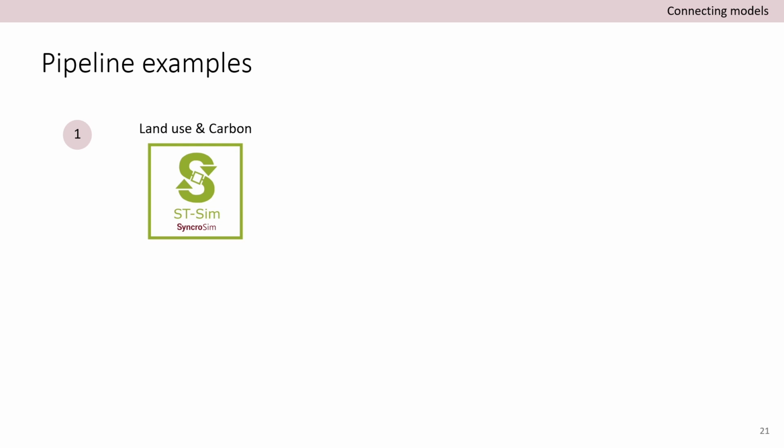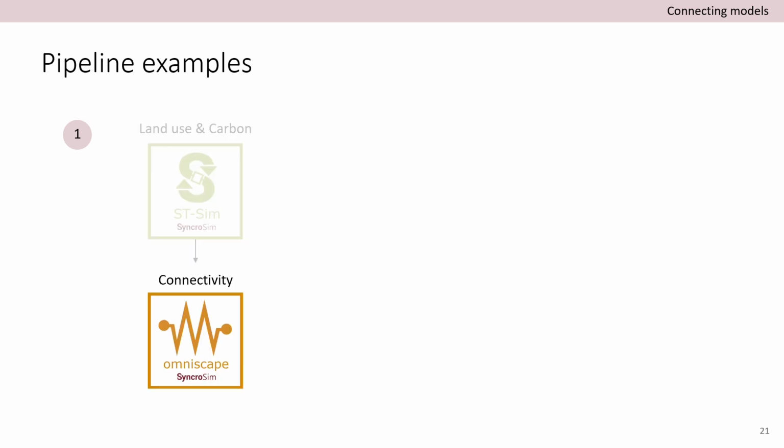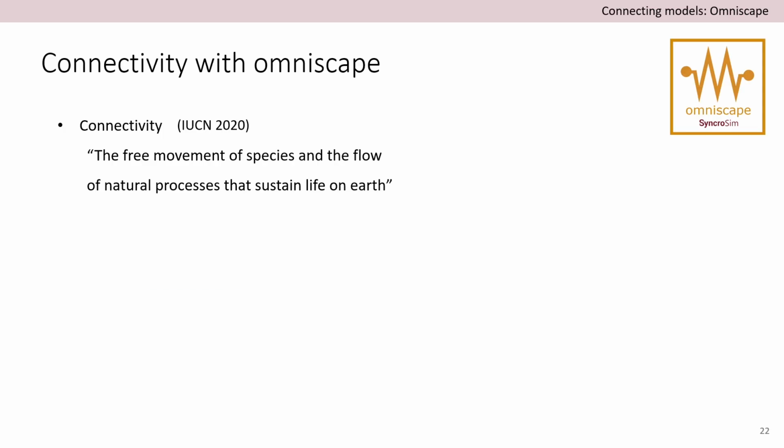And now I'm going to talk about how you can take an output from SDSIM and link it into a connectivity analysis. So often when we're doing connectivity analysis, we're looking at the current state of the landscape, but it's also helpful to understand how different scenarios of land change or even climate change will affect connectivity in the future. So this kind of pipeline allows us to do that.